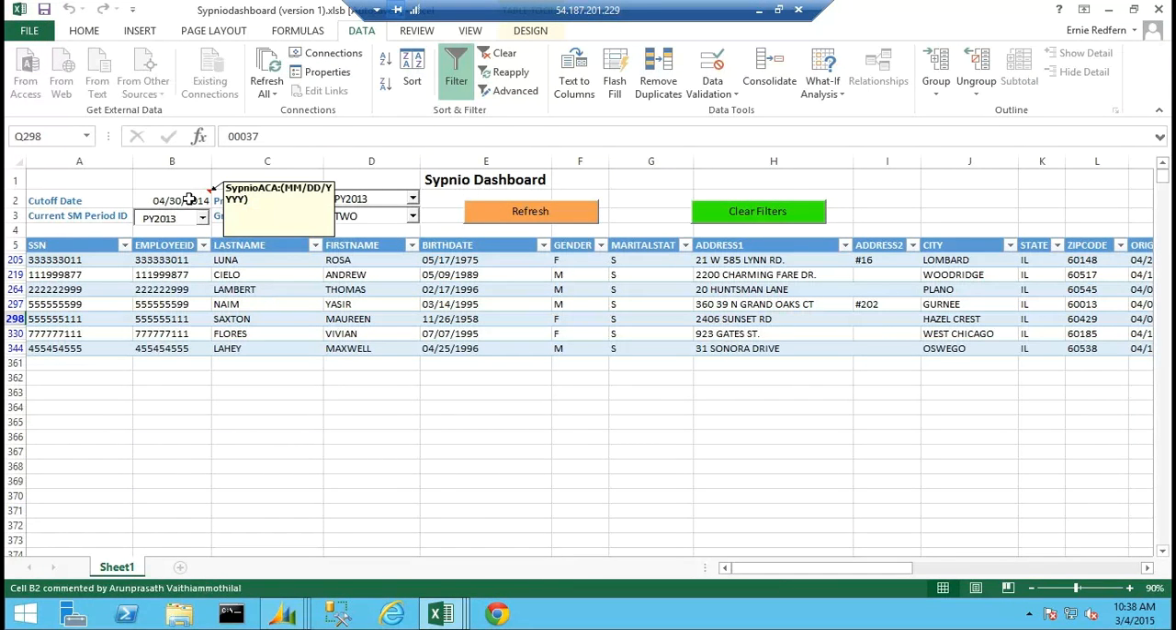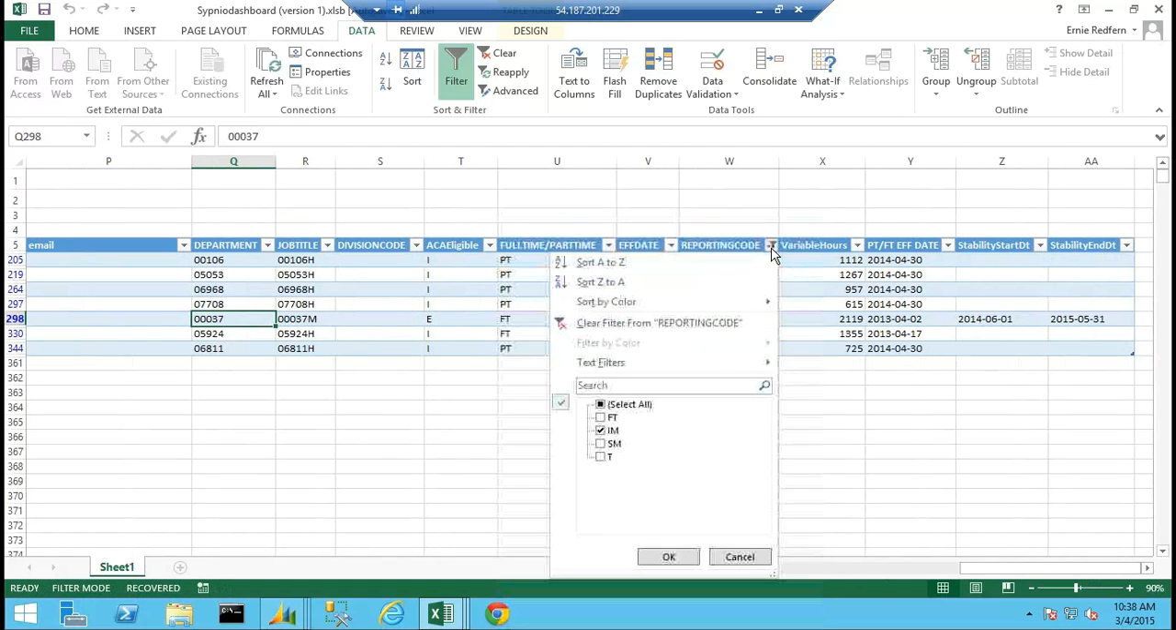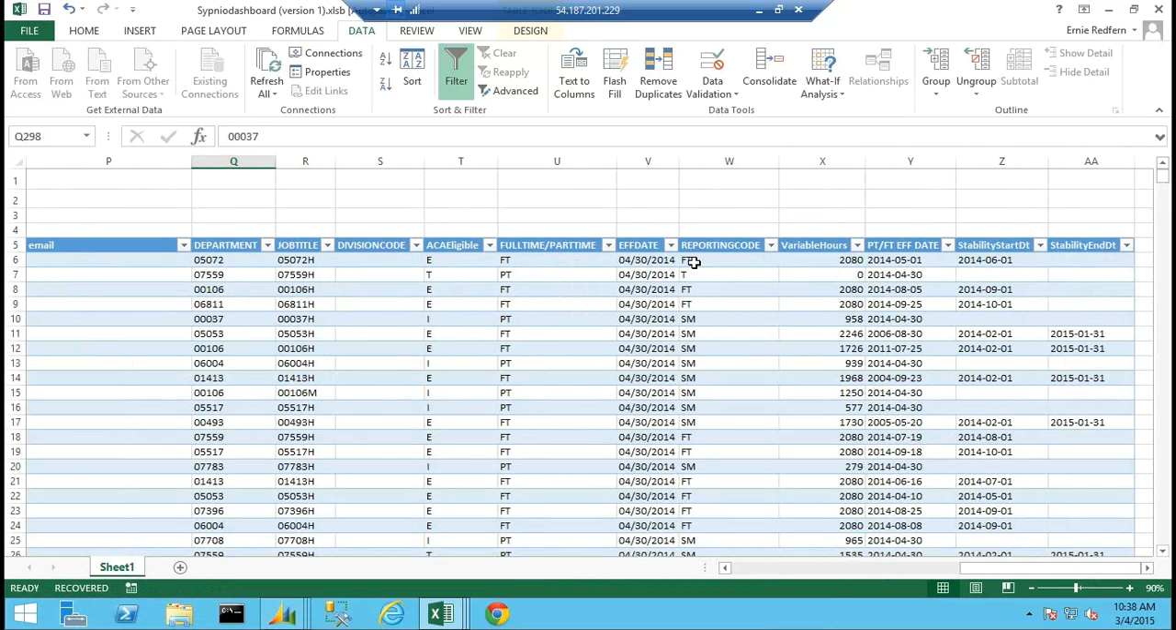So as you can see here, this person worked 2246, 1726, they're eligible. This is their stability. They're in their stability period. This person was not eligible. They're ineligible. So we tested them in a standard measurement period. They're ineligible, and we go on and on.